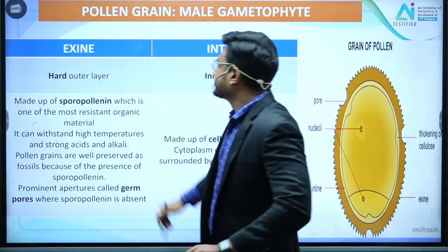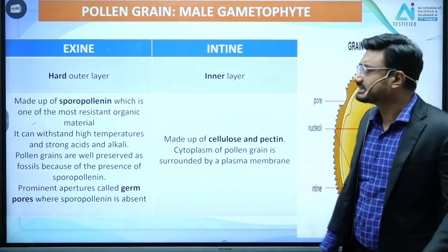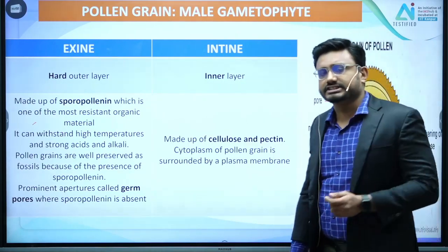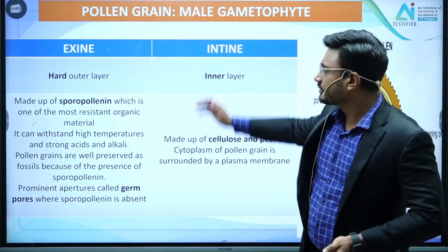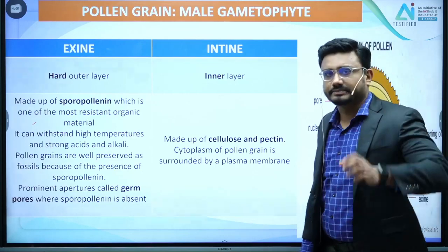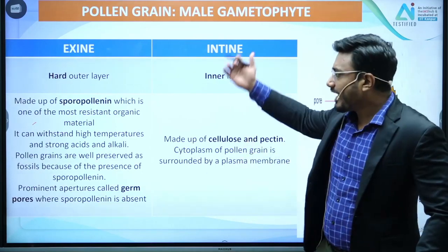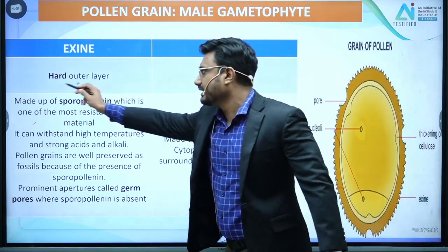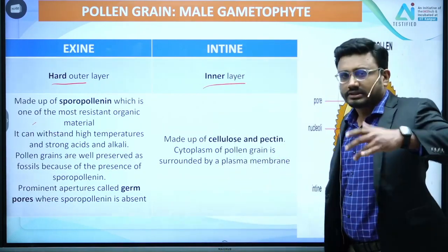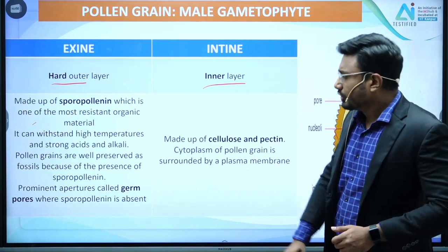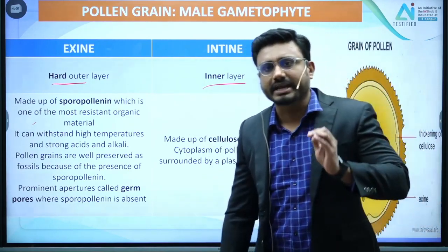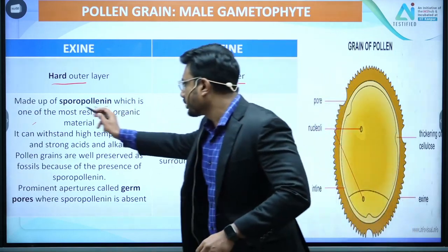So now let's go through the pollen grain, that is the male gametophyte of the plant. A question can come, which is the male gametophyte of the plant? We know that it is the pollen grain. The pollen grain is made up of two layers. The outer layer, that is hard, is known as the exine, whereas the inner layer, that is soft, is known as the intine. Why is the outer layer, the exine, hard? Because it is made up of sporopollenin.